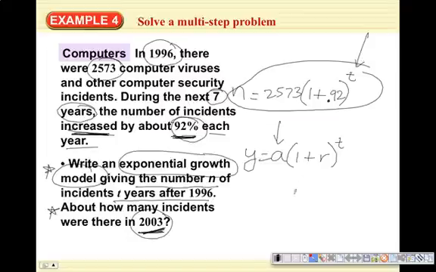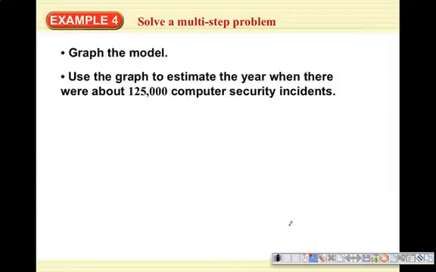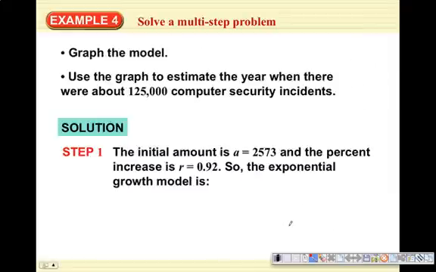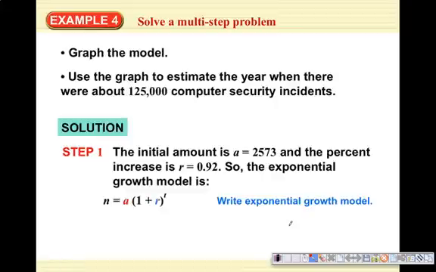So I'm not going to show you this all by hand. That's what a calculator's for. 2573 times 1 plus 0.92 to the 7th power. Put this in your calculator very carefully, and you'll get an answer. Okay? So use parentheses, use the caret key for the 7th power, enter. How many incidents were there in 2003? It'll show us. You could also use the graph to do this.